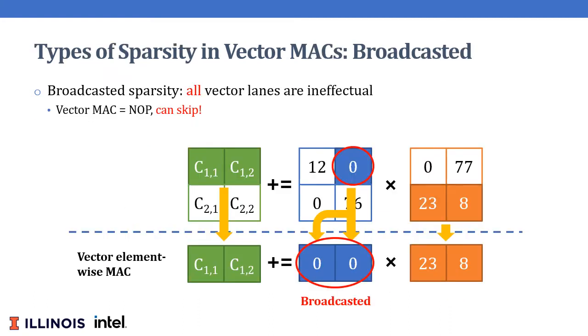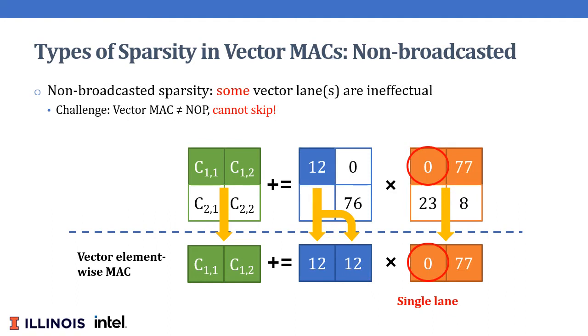In addition, sparsity can affect vector MACs differently. If a 0 is broadcasted to all vector lanes, all lanes are ineffectual, and therefore the whole vector MAC is ineffectual. We can skip the whole vector MAC to save work. We call this broadcasted sparsity. On the other hand, if a vector has some sparse lanes, only these lanes are ineffectual. We cannot trivially skip the whole vector operation. We call this non-broadcasted sparsity.